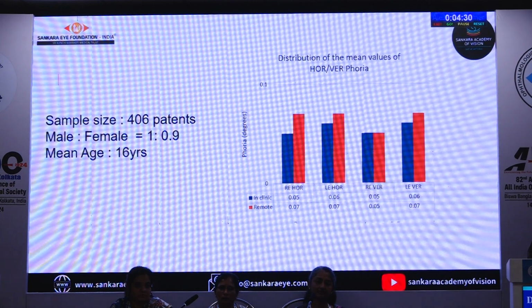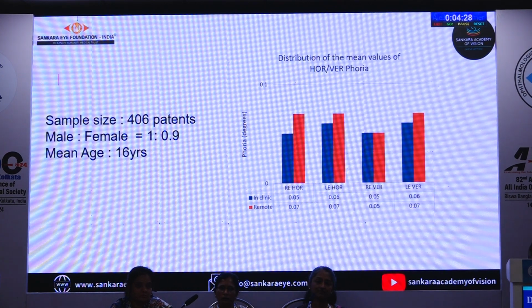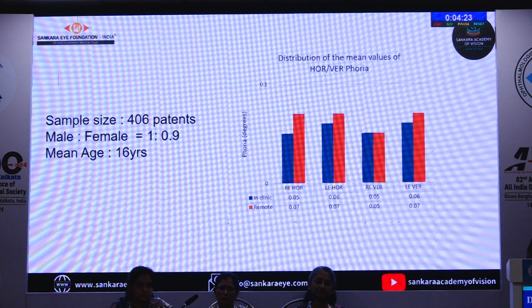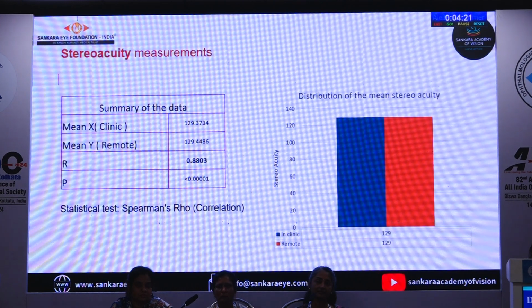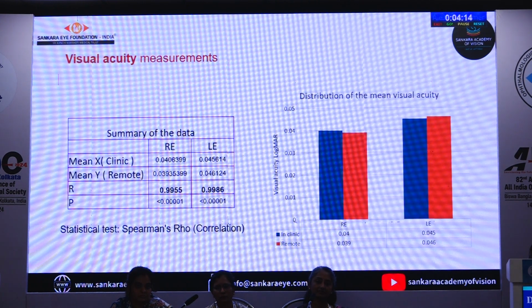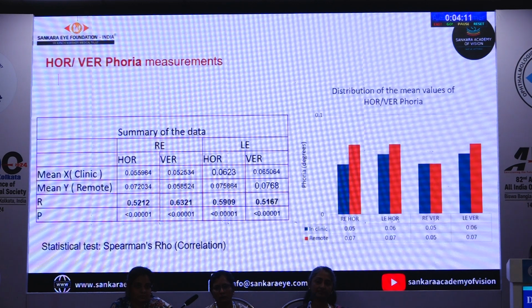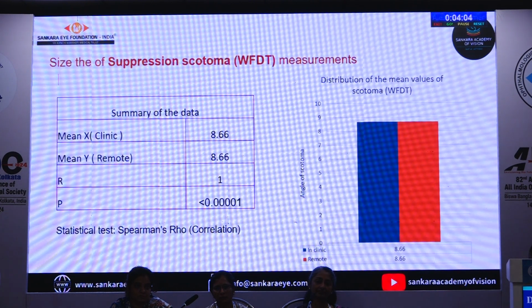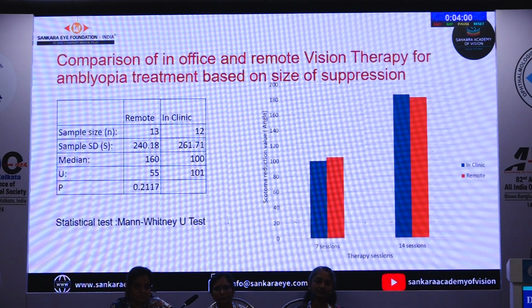We did use this for therapy. This was done as a postgraduate research by one of our optometry students, where we looked at around 400 patients. We found improvement in stereo acuity equivalent between those coming in clinic and those accessing it remotely. We saw improvements in visual acuity, and visual acuity measurements were the same. Horizontal and vertical foria measurements, both in clinic and using the system remotely, were the same. We were able to get a reasonably good measure of the size of the suppression scotoma, as I mentioned, and that helped us look at what possible visual acuity they had.